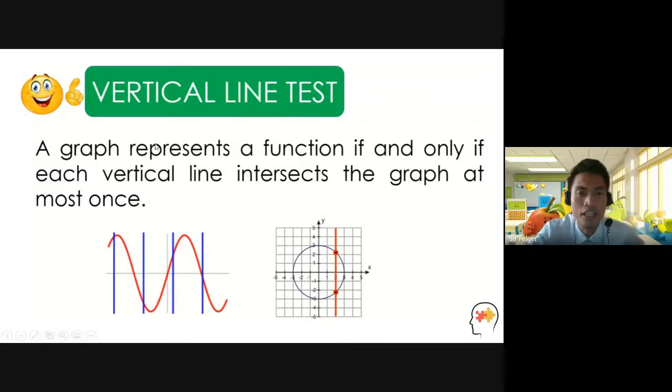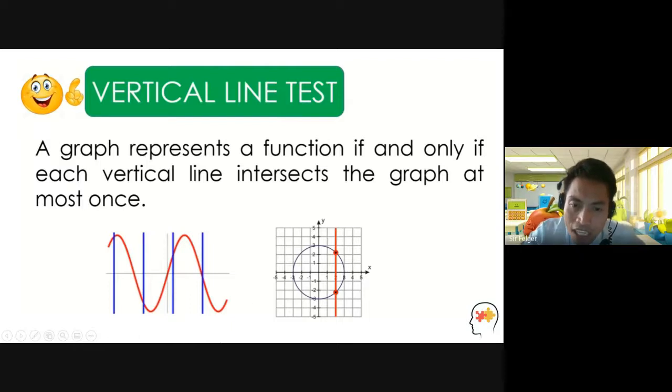Okay. Sabi rito, a graph represents a function if and only if each vertical line, kahit saan ka gumuhit, whether you will draw from the side, left side, right side, blah, blah, blah. Vertical line is a straight line from the top to the bottom. Okay? Bawal po ang slanting, ha?